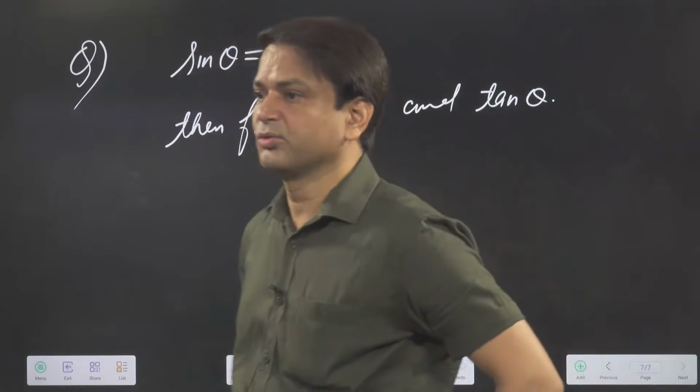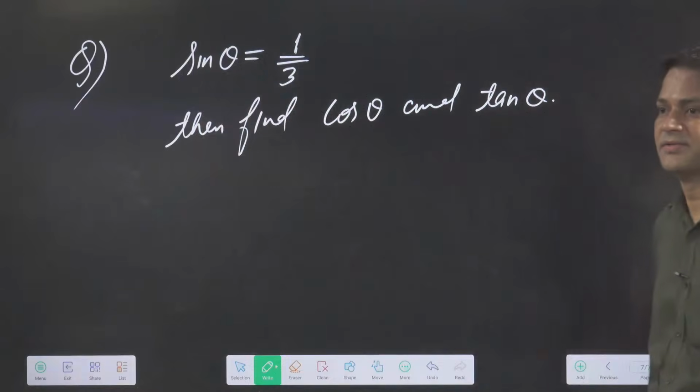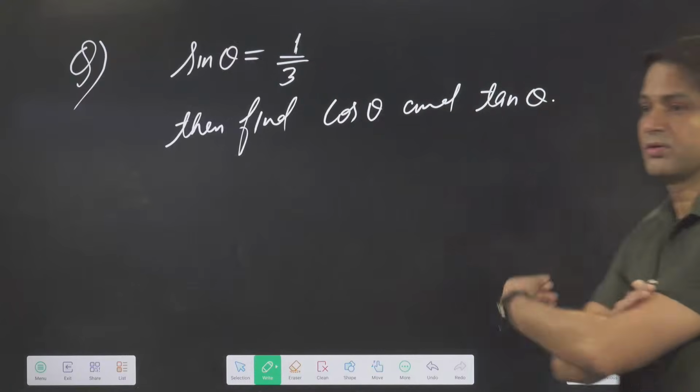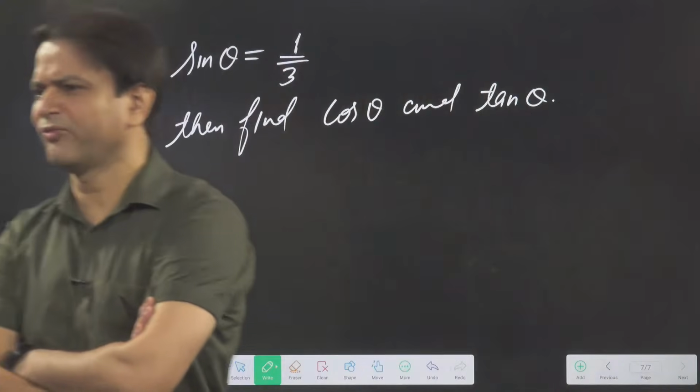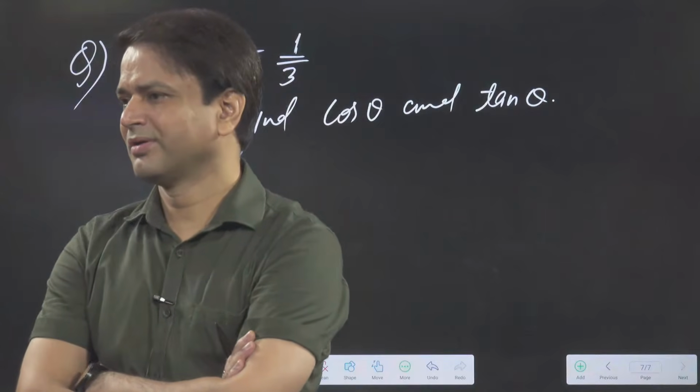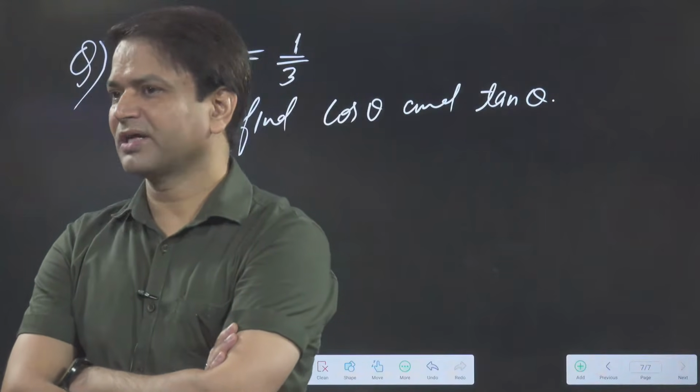2√2/3, 1/2√2. Okay, one answer we got. Fast. Only one answer came. 2√2/1. Which value, tan theta or cos theta?